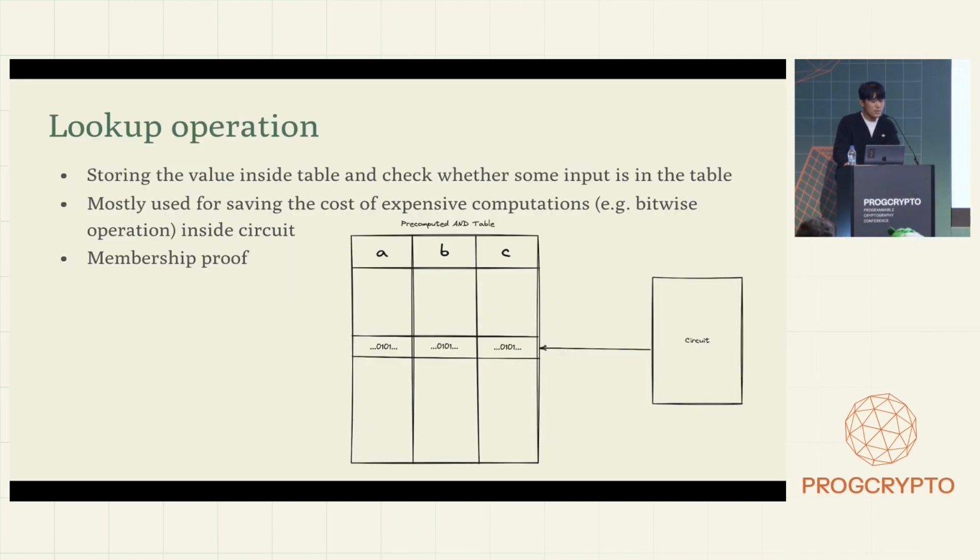Let me briefly explain this lookup operation. The lookup operation is basically storing values inside a pre-computed table and checking whether some inputs are in the table. This was mostly used for saving the cost of expensive computations inside ZK circuits, for example bitwise operations. It was also used for membership proofs, for example in the Semaphore protocol.